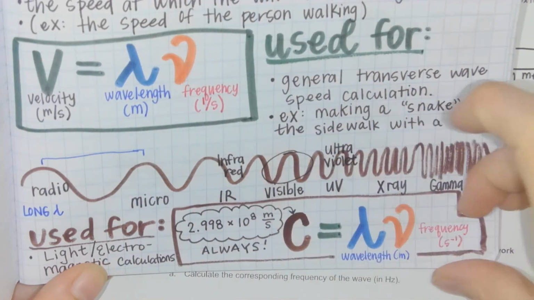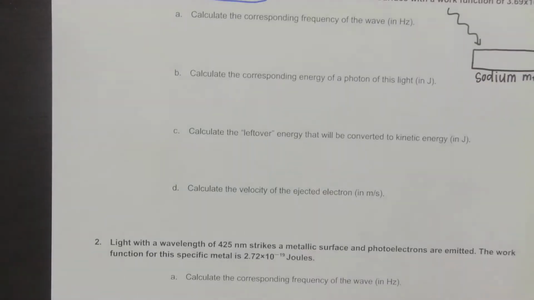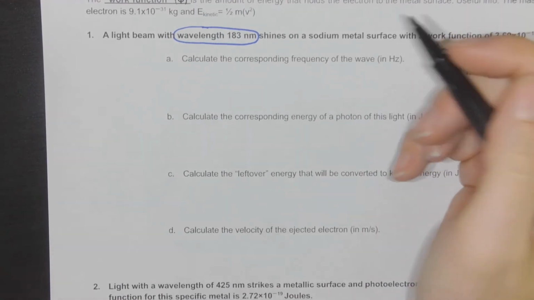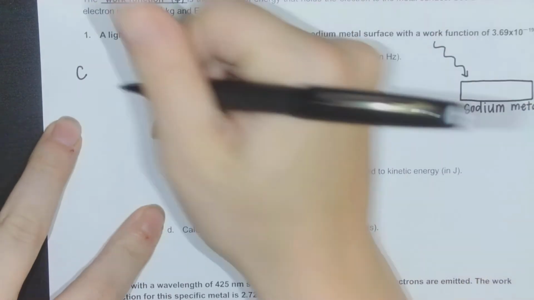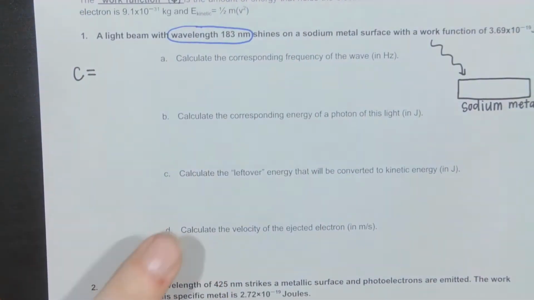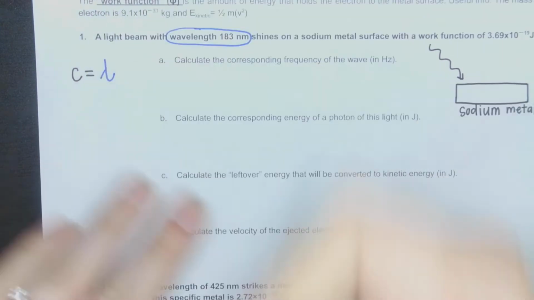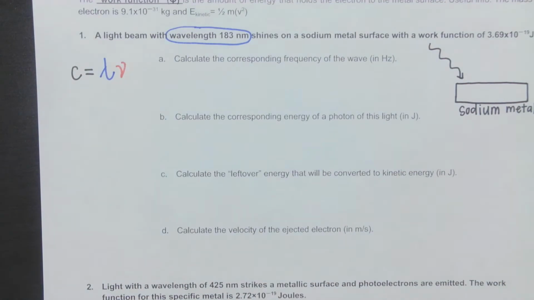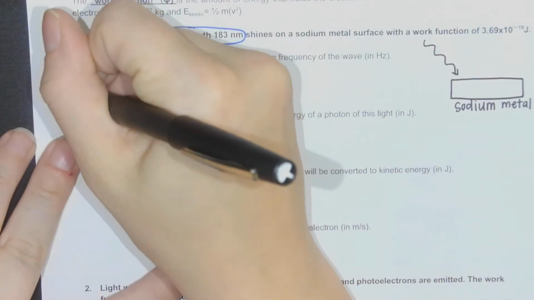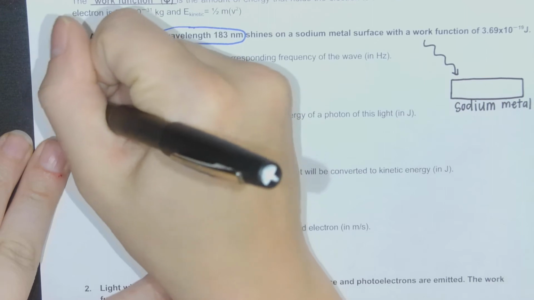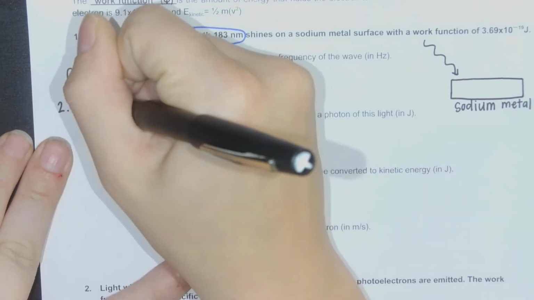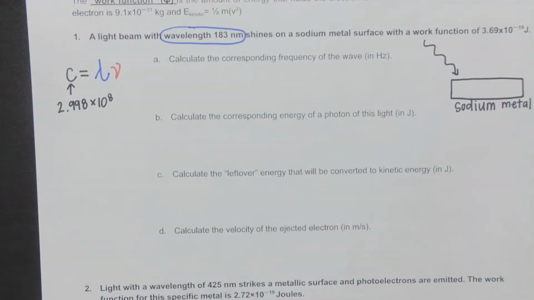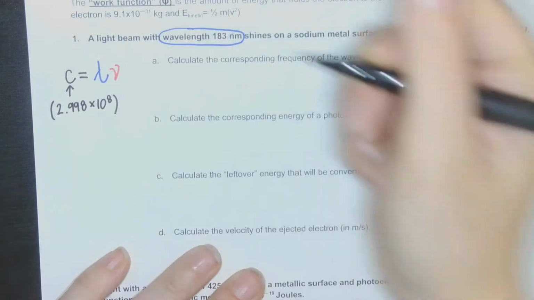So I'm going to copy, paste this into part A. The formula I'm using off to the side, the speed of light equals wavelength multiplied by frequency. And the speed of light is always 2.998 times 10 to the 8 meters per second. That's the number I'm plugging in.